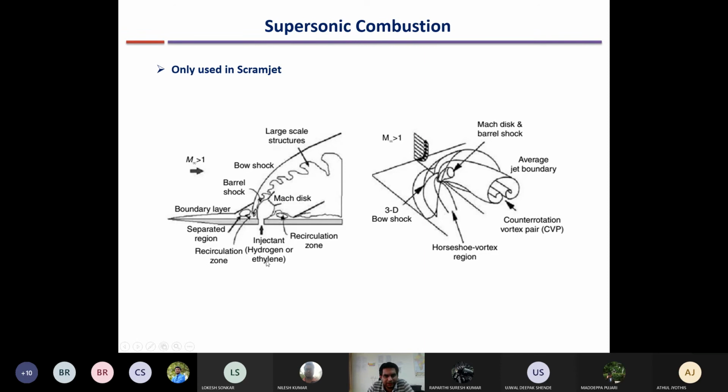What happens is that you inject the fuel very cleverly at a certain angle, either perpendicularly or at a certain angle, with high velocity. Fuel typically is hydrogen or some sort of fuel quite different from normal hydrocarbons. Ethylene is also a hydrocarbon, but it is not a normal hydrocarbon like kerosene, which is kerosene-based fuel. Because hydrogen or other fuels have very large calorific value per unit mass.